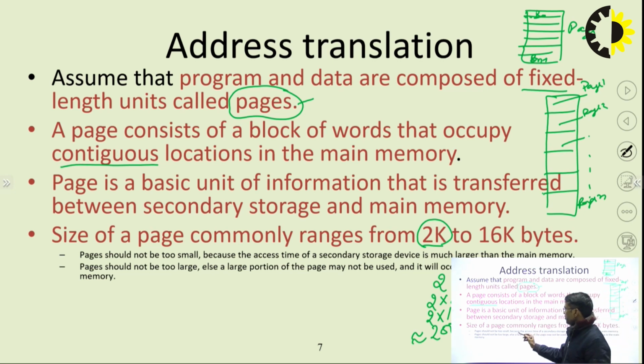Now, a page should not be very small, because the access time to the secondary storage device is much larger than the main memory. What will happen if the page size is very small? We have to go to the secondary storage to bring that page again and again. And if it is too large, a portion of the page may not be used and it will occupy valuable space in the main memory. So, if the page size is very large, the utilization of the page will be small, and the rest of the space has no data or instruction.